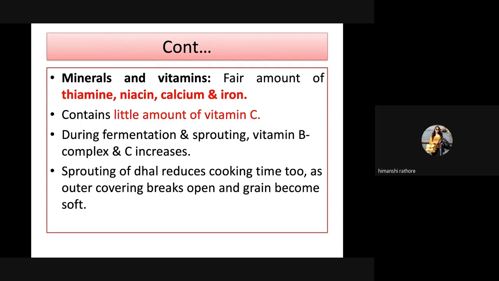They provide us thiamine, which is vitamin B1, niacin, which is vitamin B3, and calcium and iron. They contain a little amount of vitamin C as well. And during fermentation, if you sprout them, if you ferment them, then the availability of the vitamins increases. Sprouting of dal reduces cooking time too. So it is always advisable to consume sprouts as much as you can, because they provide us a good amount of minerals and vitamins along with a high percentage of protein.